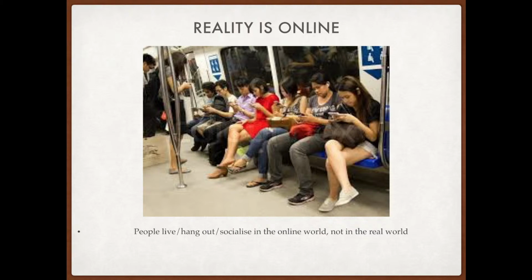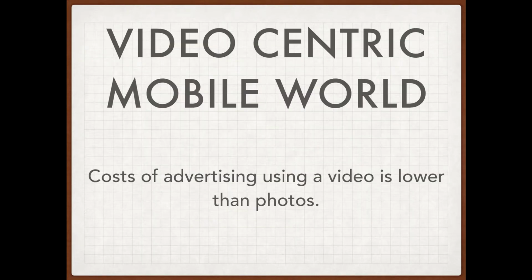All right, so the reality of it is that people believe everything is online now, right? So reality shapes everyone's perception. Anything online is considered credible in a sense. All right. So I live in Singapore, and this is just a picture of an MRT, which is basically a public transport train, and it just goes to show that everyone on the train is on their phones. So reality is really online. People live, hang out, and socialize in the online world. Whether that's a good thing or a bad thing, it's a story for another day, but that's basically it.